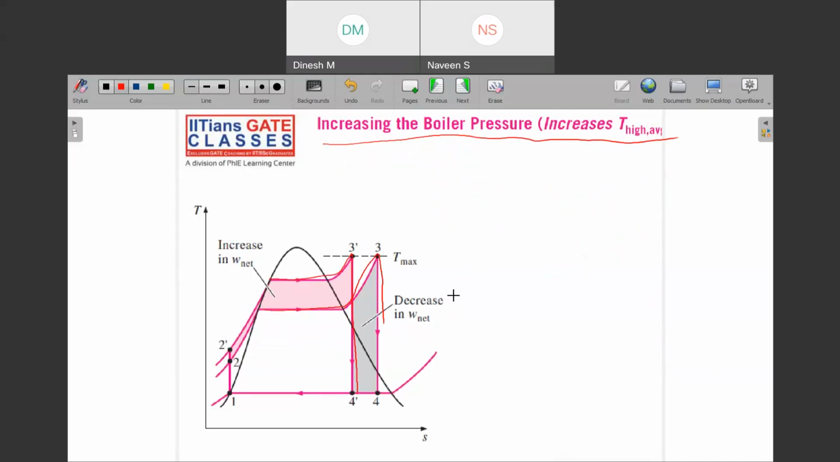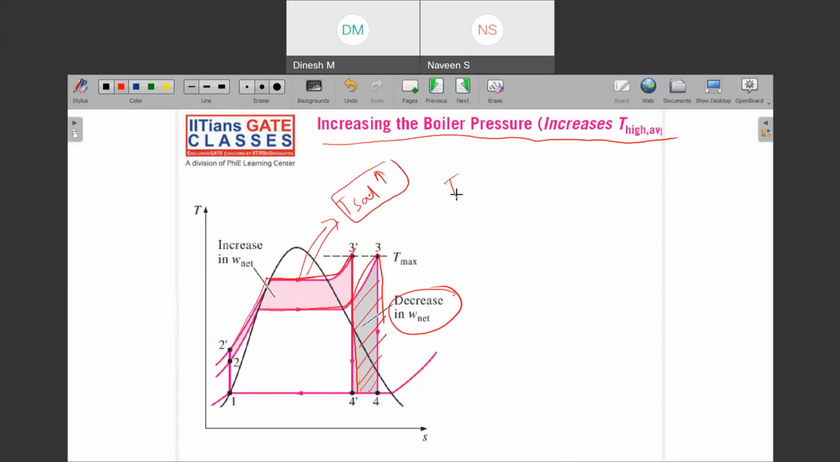Then here you can clearly see that there is some decrease in W net. This is the area we initially had, but now we don't have that area, right? So your W net decreases, but again, since you are increasing the pressure, that means you are increasing the saturation temperature as well. T saturation has also increased.